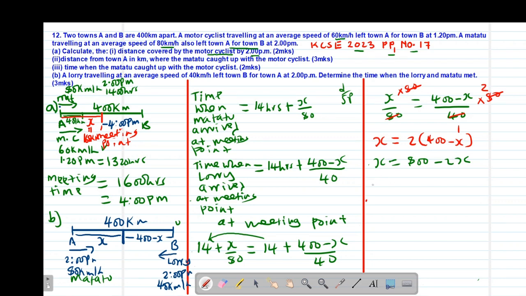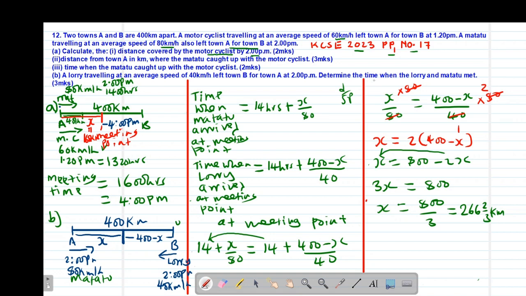On collecting the like terms, we'll have 3x, if I take this one to the other side, being equal to 800. So the value of x will be 800 divided by 3. As an improper fraction, I'm going to get 800/3. As a mixed fraction, I'm going to get 266 2/3 kilometers. So that is the distance from A to the meeting point.